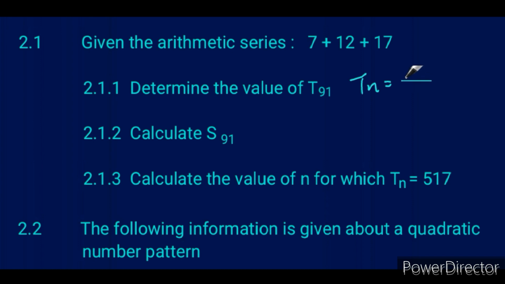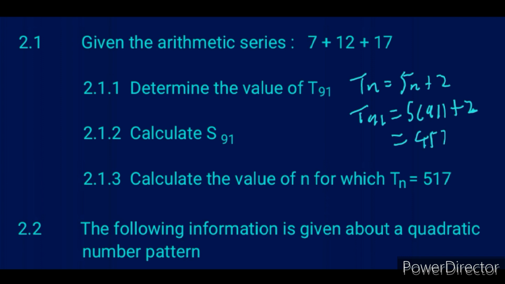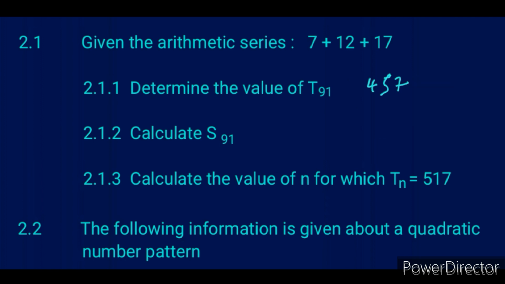Alright, so Tn is equal to 5n plus 2. Now let's get the value of the 91st term. So T91 is equal to 5 into 91 plus 2. 5 into 91 is 455. 455 plus 2 is 457. So our answer will actually be 457. Yep, that's the value of the 91st term. So we found the value of the 91st term, which was 457.